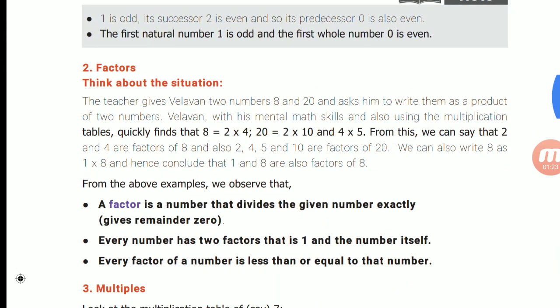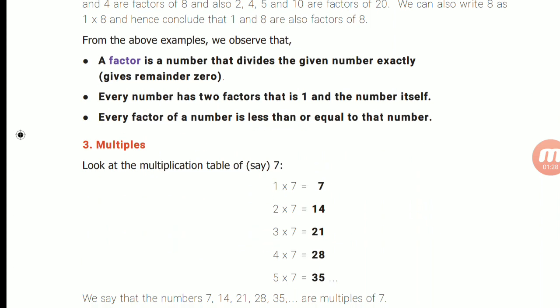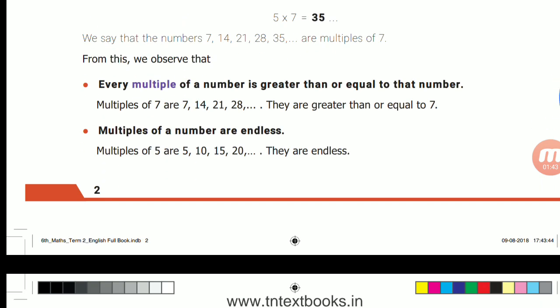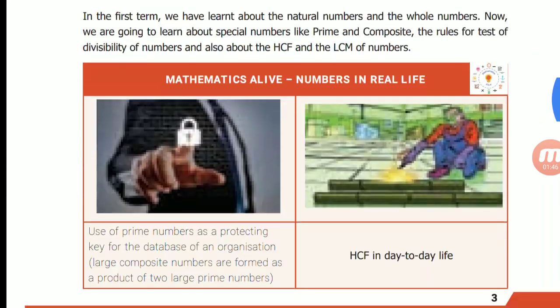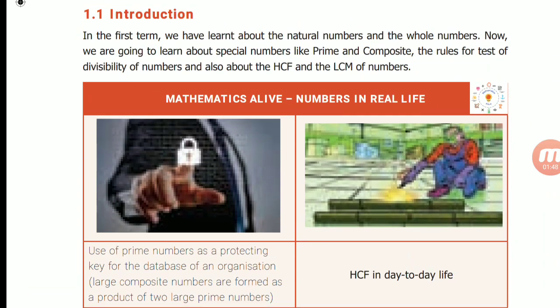Okay. Thinking about factors. A factor is a number that divides the given number exactly and gives zero remainder. Every number has at least two factors, that is, one and itself. Every factor is less than or equal to that number. Here they have given some examples of factors. In this chapter you are going to learn what are prime and composite numbers, divisibility, then HCF and LCM.